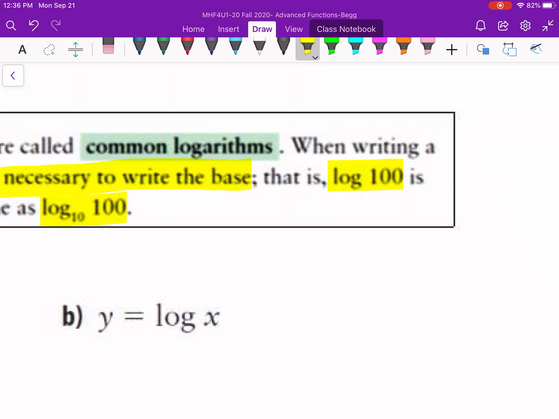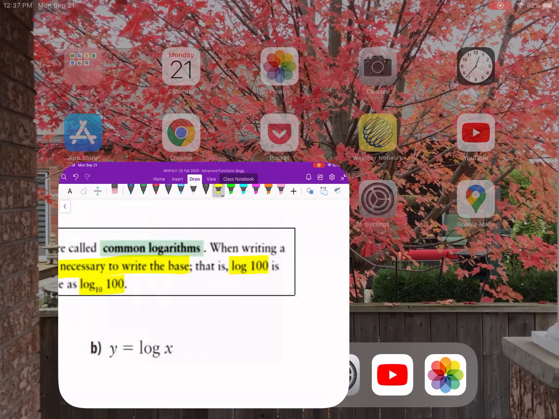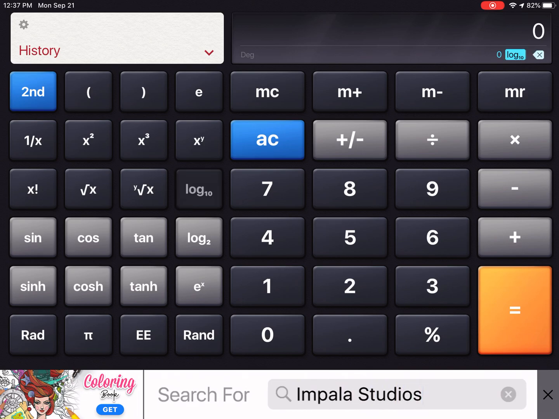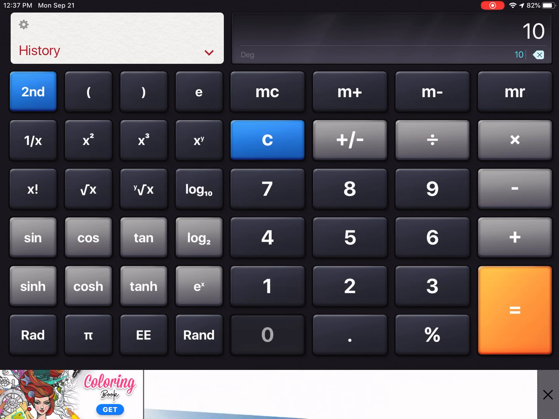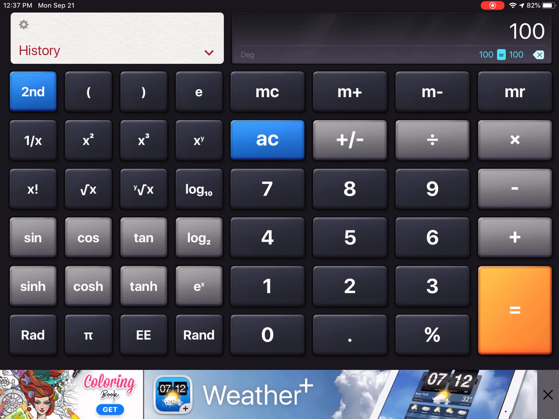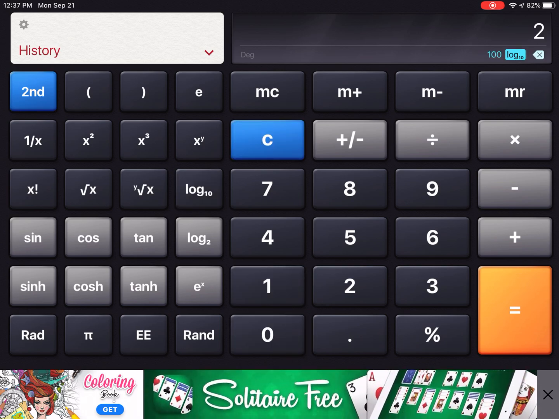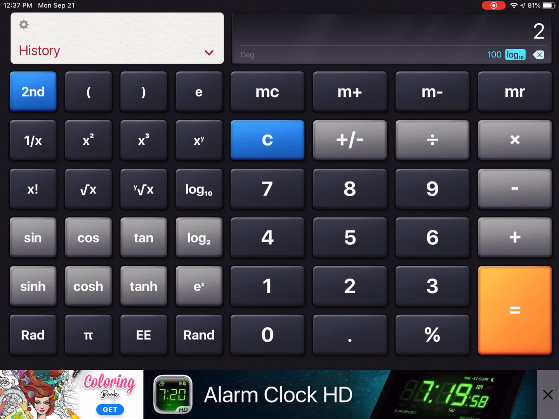On our calculator, we should have a common logarithm button. Even this one on my iPad, which is not the best, should have a common logarithm button. It does. So if I were to do log 100, I'm just not sure what order. No, that's the wrong order. So if I go 100 log, there we go, it tells me 2. It's telling me that 2 is the exponent I have to put on 10 to equal 100.